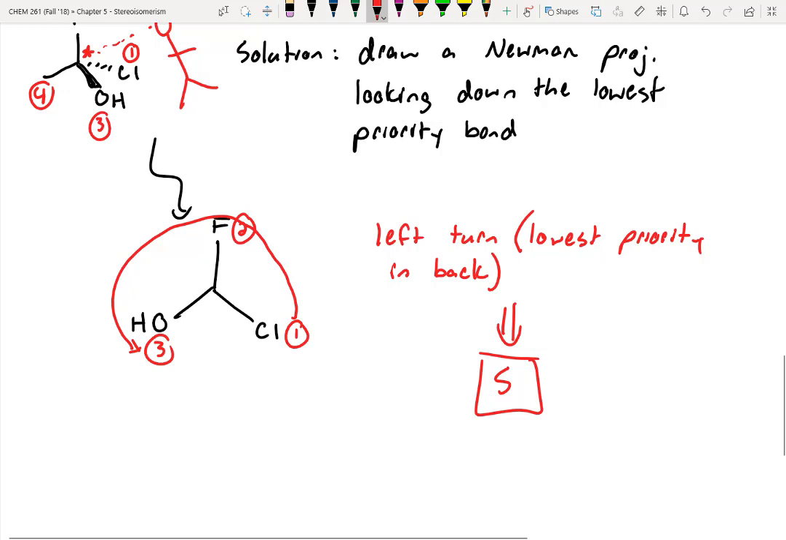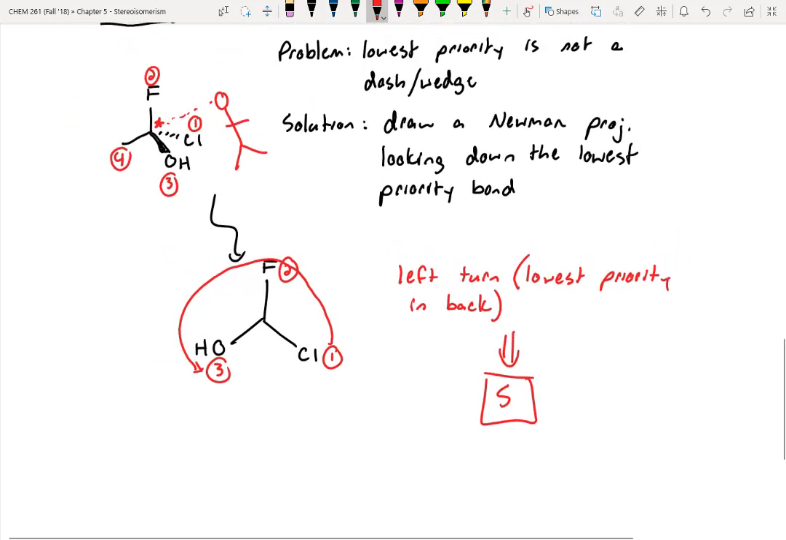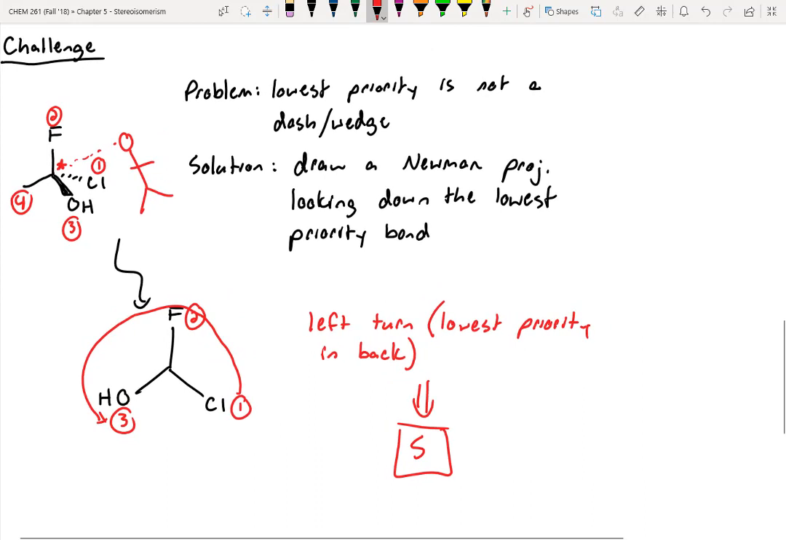So what I always tell students is Newman projections are in many ways pretty helpful for solving some of these when your lowest priority is in a dash or wedge. It's not immediately clear what to do unless you have the perspective of looking down that lowest priority bond.